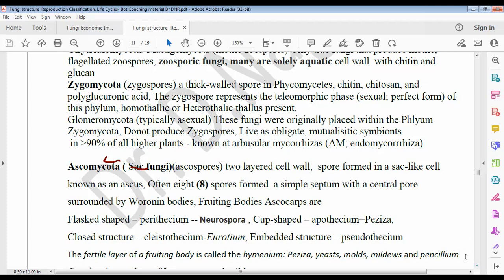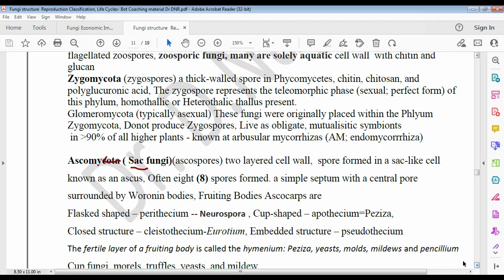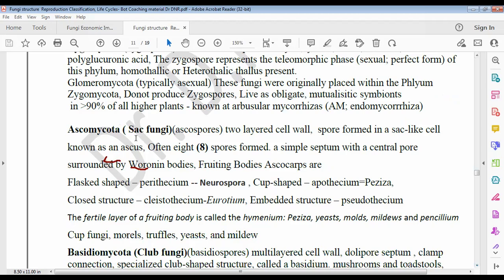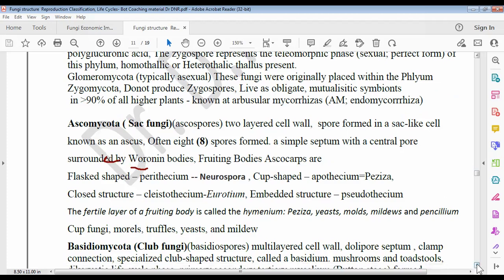Okay. And then we discussed these points already. Ascomycotina: sac fungi, with a saucer-like fruiting body. How many ascospores? Eight ascospores. Nuclear fusion takes place in the crozier. All of this is already completed.